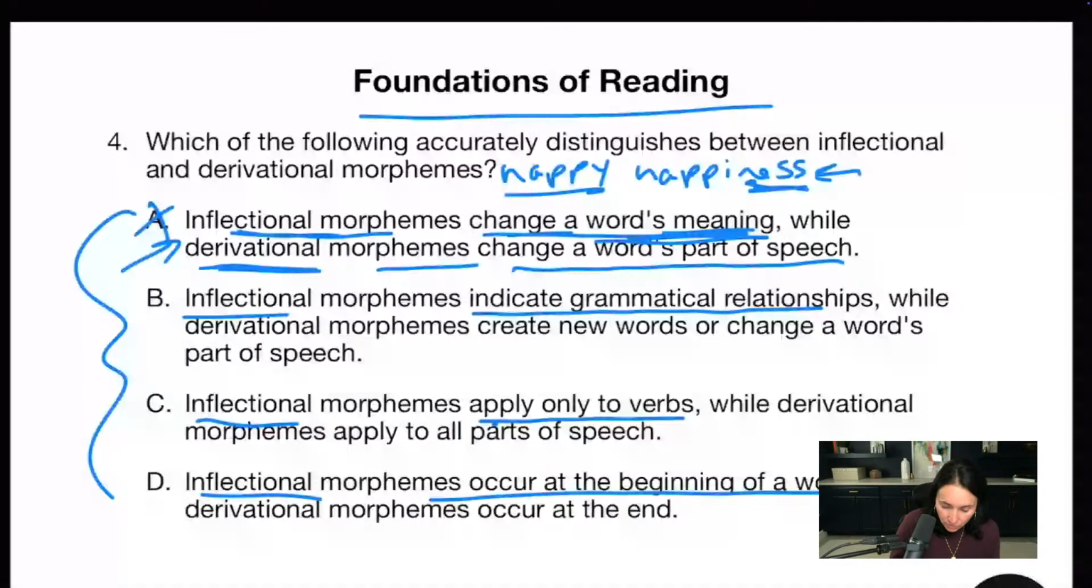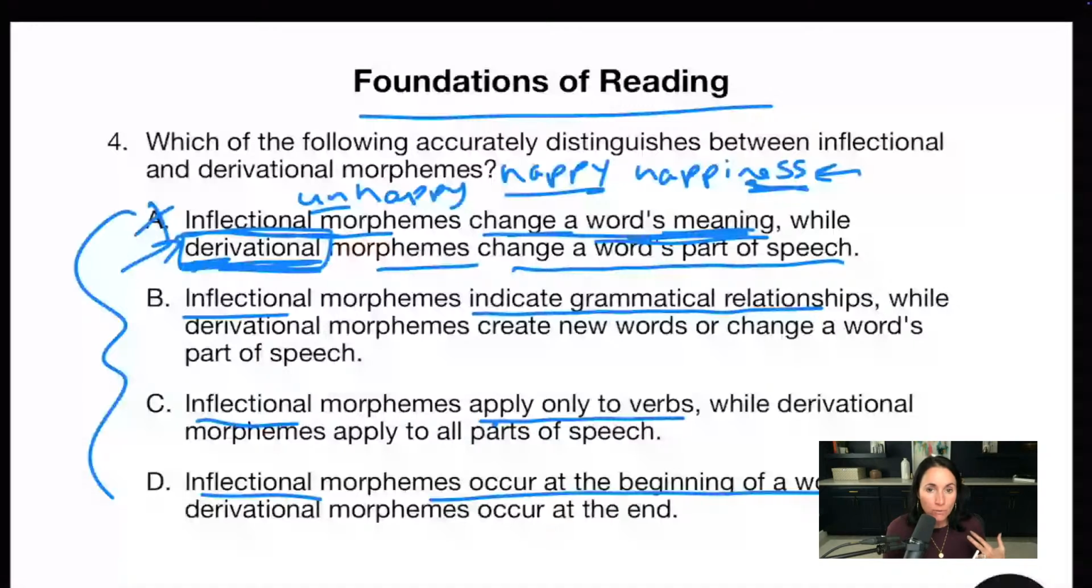Or if I went to unhappy, un is a derivational morpheme. It changes happy, which means like content or excited or whatever, to unhappy, which is not happy, right? The opposite. So that's a derivational morpheme. The way I like to remember it is that derivational derails. I always make these weird associations. I'm sure you guys have your own as well. But derivational derails the word, changes its part of speech or changes its meaning.